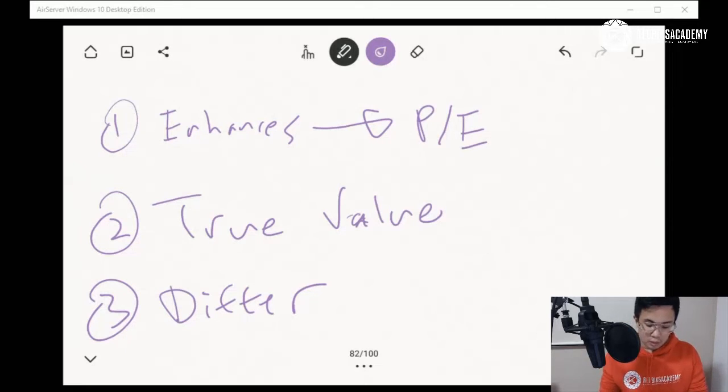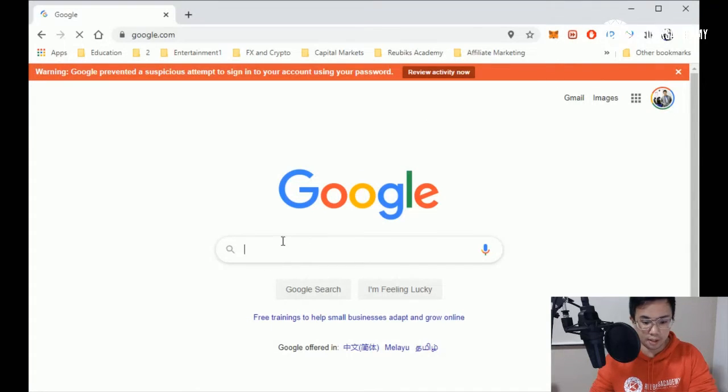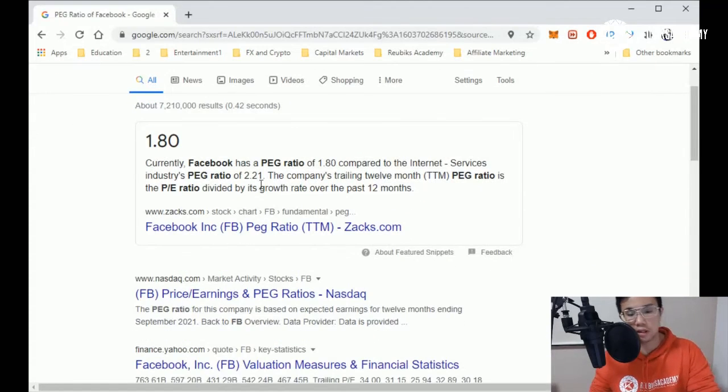Whether it's the PEG ratio or the PE ratio, these are all things that you can Google. As long as it's a listed company, usually the PEG ratio will be given to you. So for example, if I go to Google right now, give me a moment. If I go to Google right now and type right here, PEG ratio of Facebook, let it load. You can see right now it's 1.8.